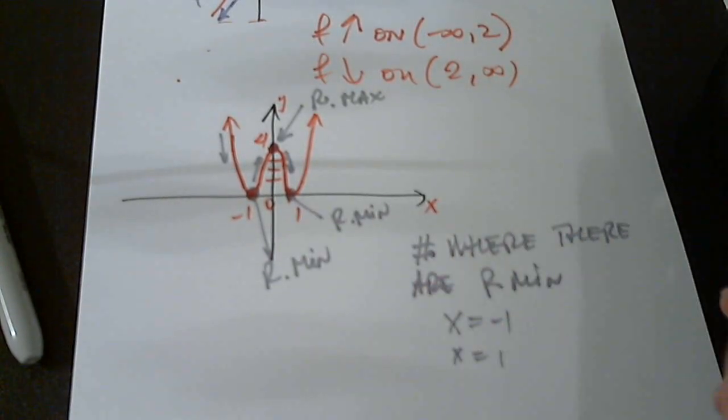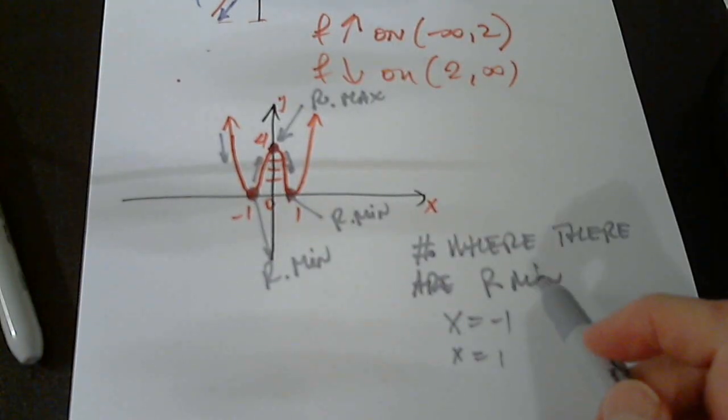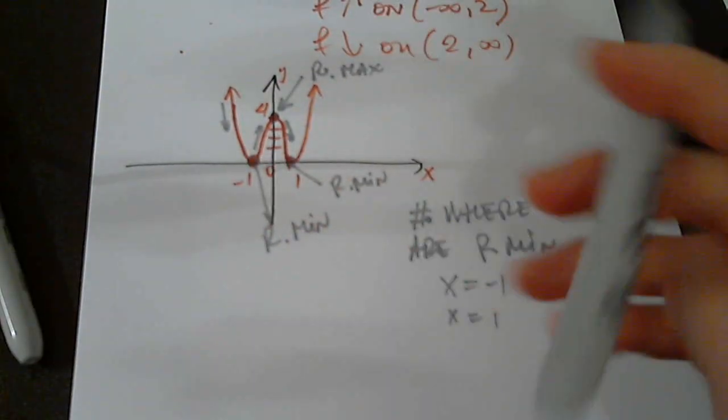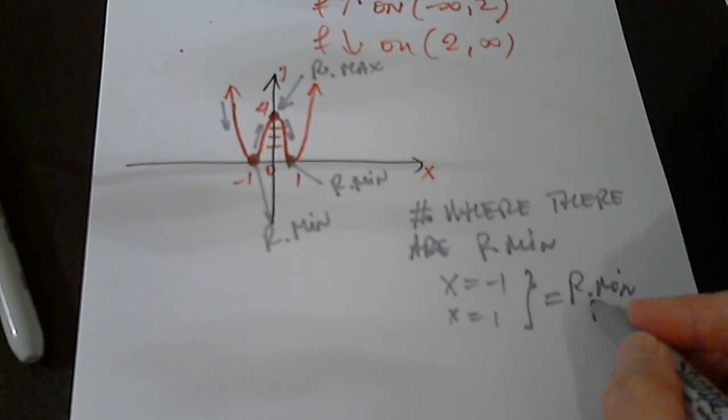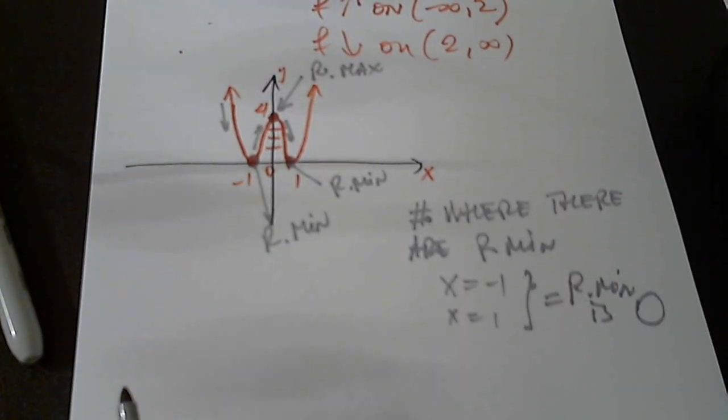Now it's asking what is the relative min? Well, for both of them, the relative min is 0. The y value is 0. So for both of them, the relative min is 0.